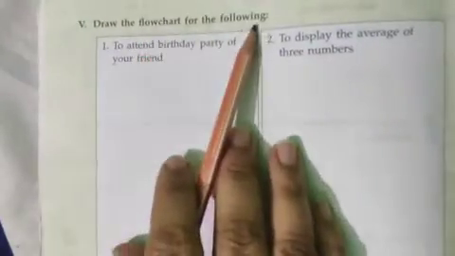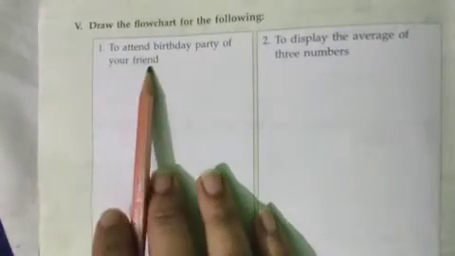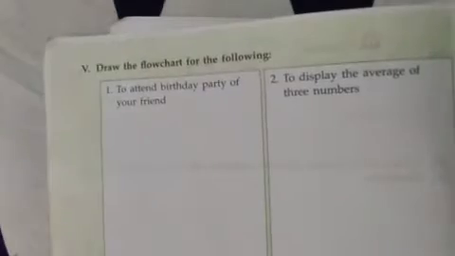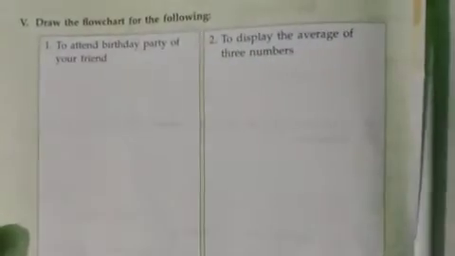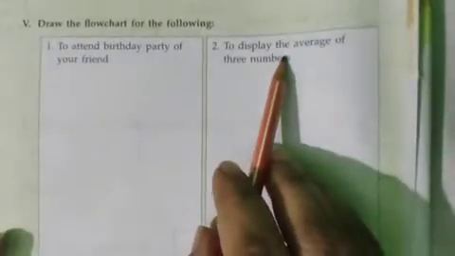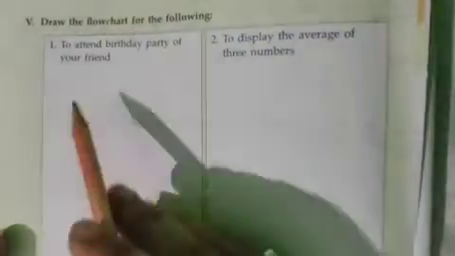Fifth, draw the flowchart for the following. To attend birthday party of your friend and to drop a letter in the letter box. Children, this first and third question you have to do of your own. Here, I'll tell you question number 2 and question number 4. These are the mathematical questions. Okay. In first and third question, you have to use your logic.